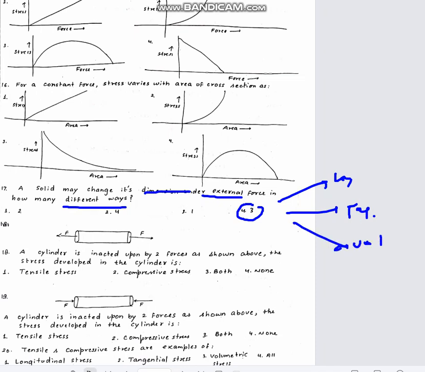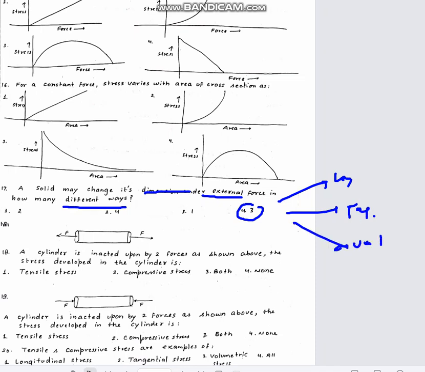Next is, a solid may change its dimensions under external forces in how many different ways? So generally there are 3 different ways. One is longitudinal, another is tangential or shear, and third one is volumetric.